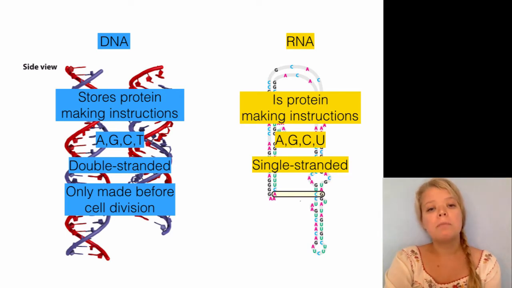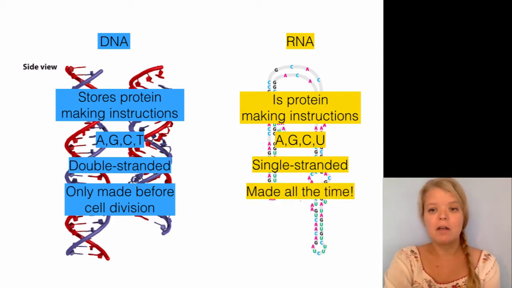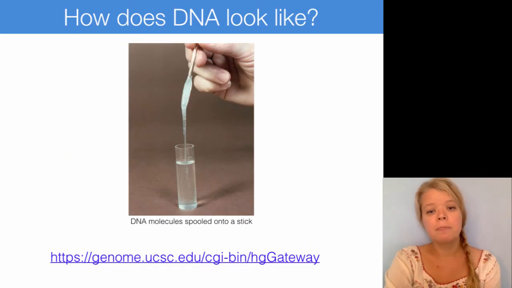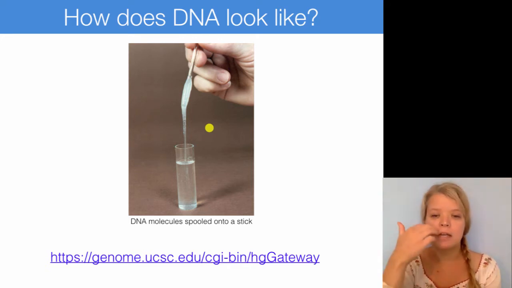DNA is only produced during cell division. The only reason DNA would be replicated, a process which we'll try to talk about today, is when the cell is planning to make two of itself. RNA is made all the time because it is the instruction for protein making, and we're making all kinds of proteins all the time in our cells. And this is how largely DNA and RNA looks like. So this is how DNA looks like.